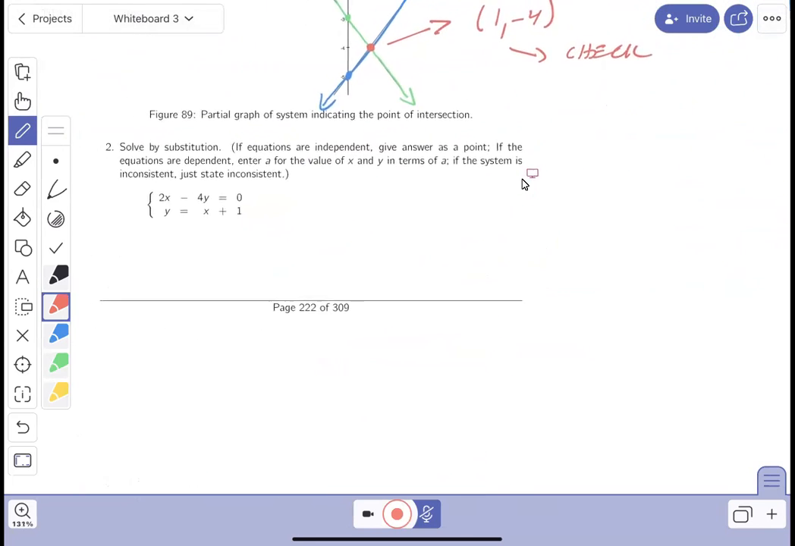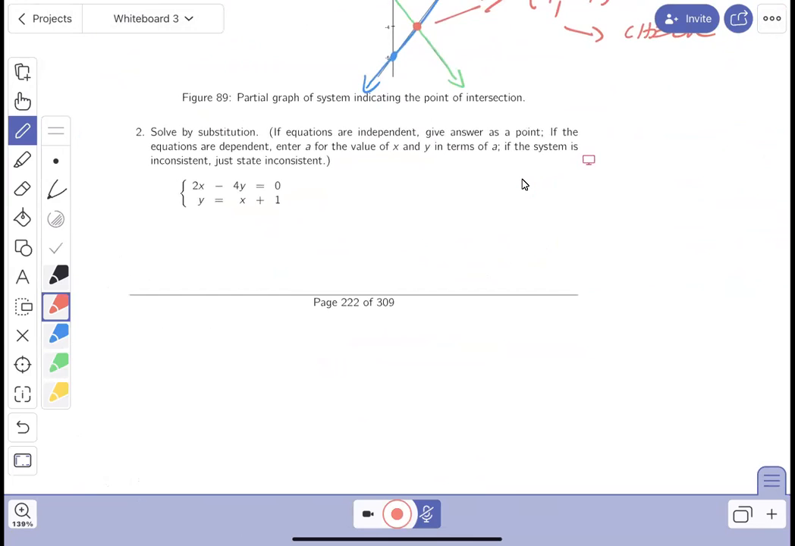The next one's also a linear system, but they want me to do it by substitution, which is another technique that you did in Math 100. Now, I like this technique better than I like graphing because graphing to me is time consuming and the accuracy of it really comes into question. All right, did I get the right one? I don't know. Let's say substitution.